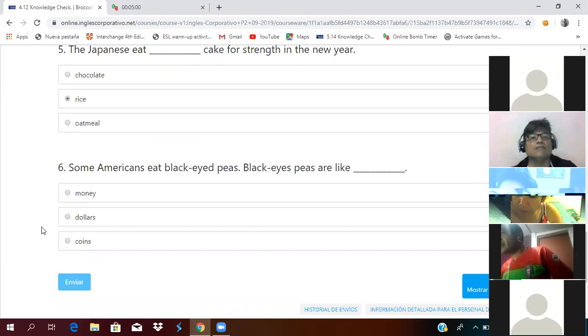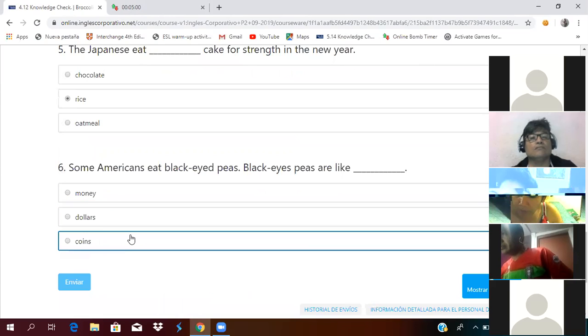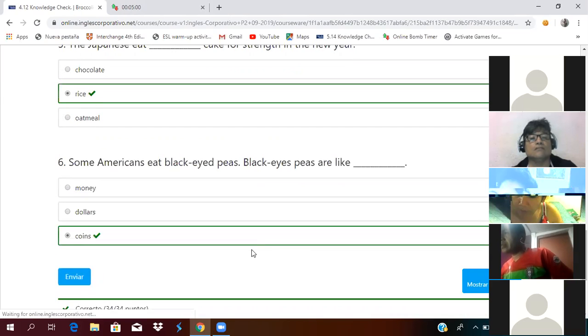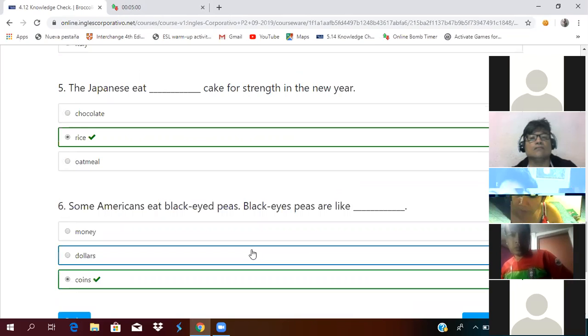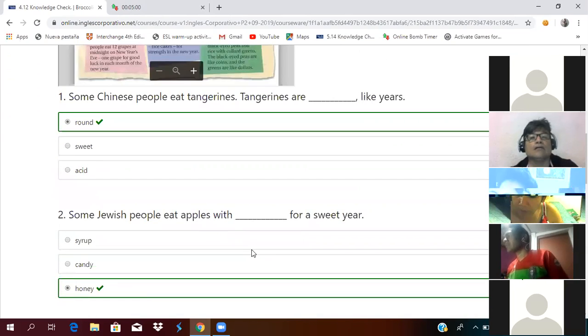Some Americans eat black-eyed peas. Black-eyed peas are like money, dollars, or coins? Coins. All right, let's check. Very good. That is correct. Good job, ladies and gentlemen. Applause.